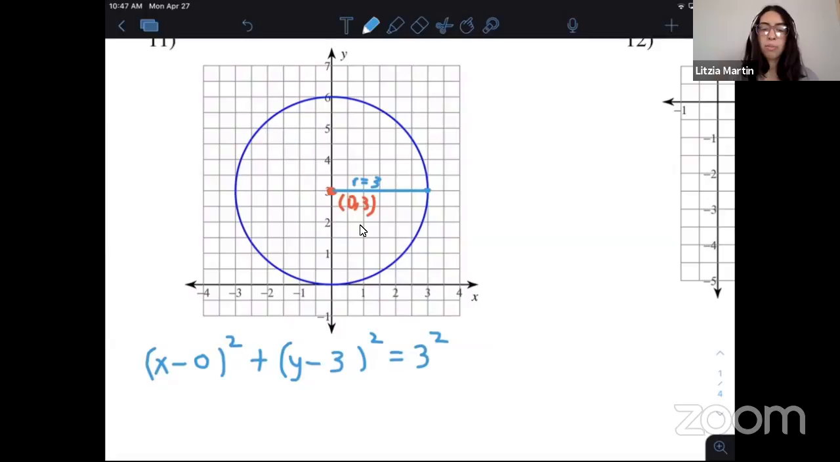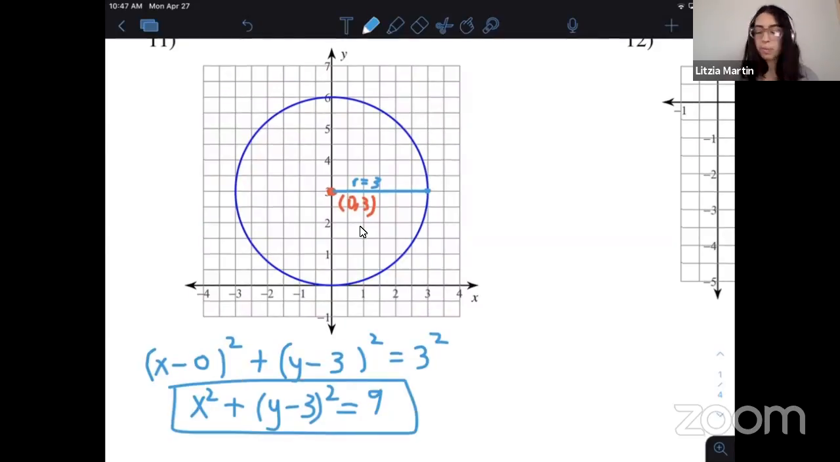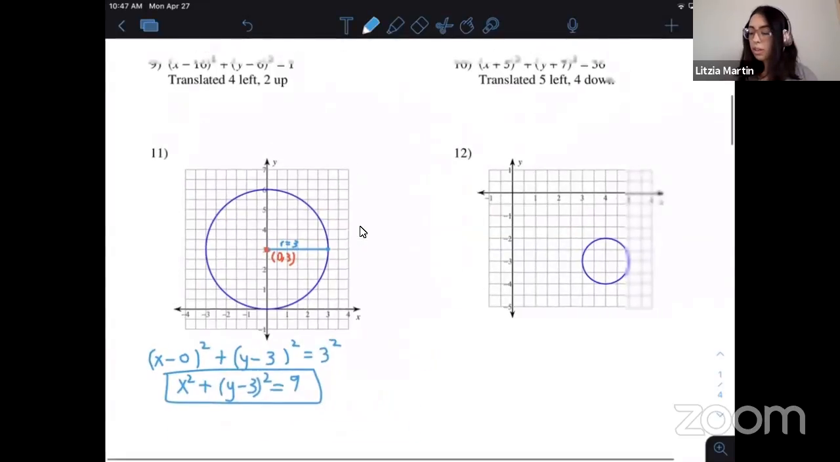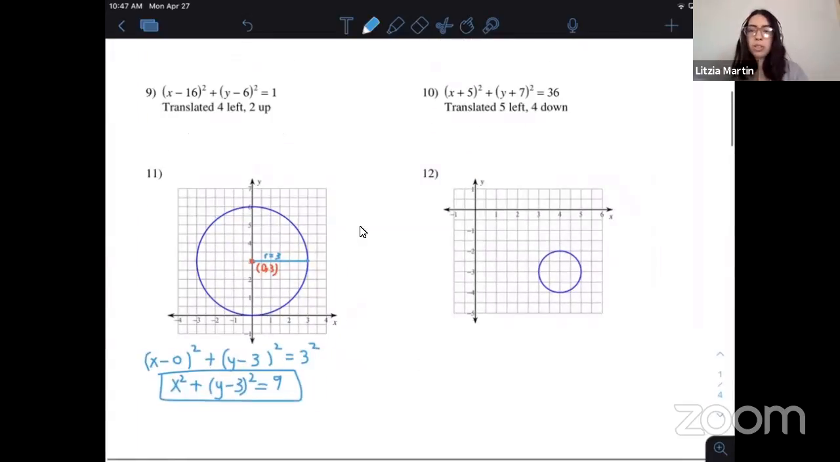And then from there, we can just simplify it a little, clean that up, and square that. And there is our equation. Are there any questions on that?